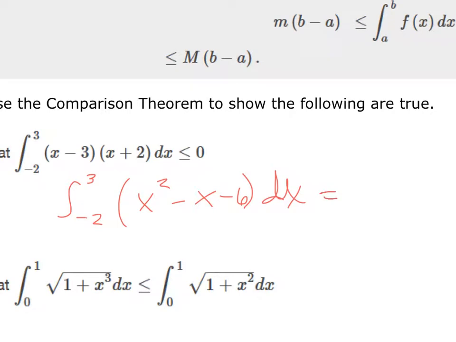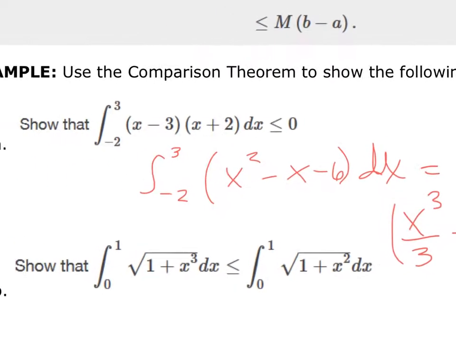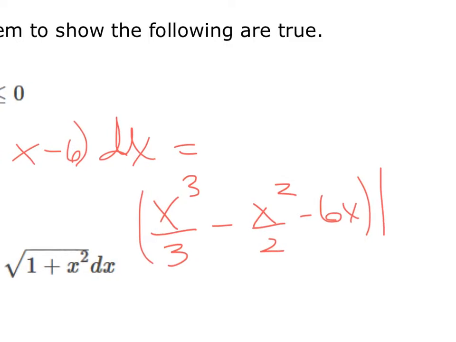So this is going to be equal to x cubed over 3 minus x squared over 2 minus 6x, integrated from, what was my numbers? -2 to 3. So once you integrate this, you should get a negative number. If it's not a negative number, then it's not a true statement. So you're not guaranteed to have a true statement. You're just checking for true statements.